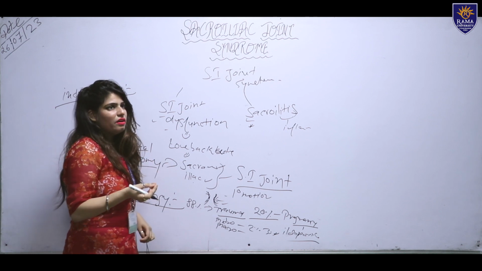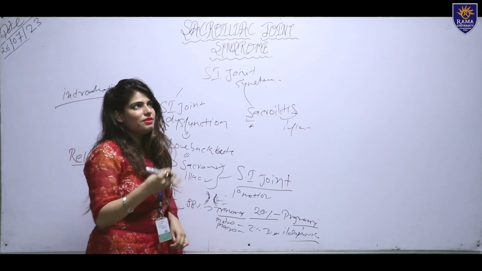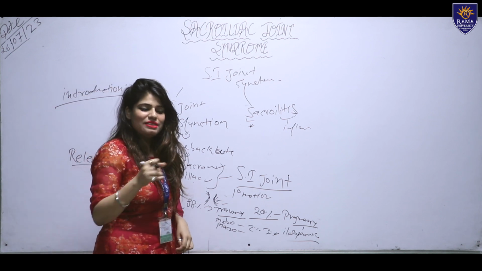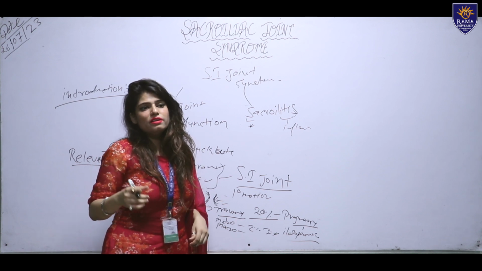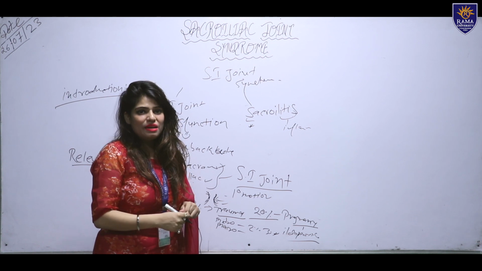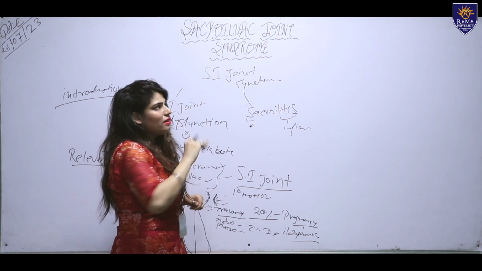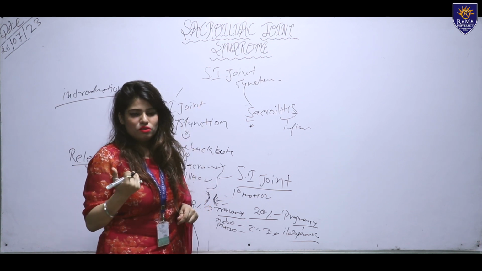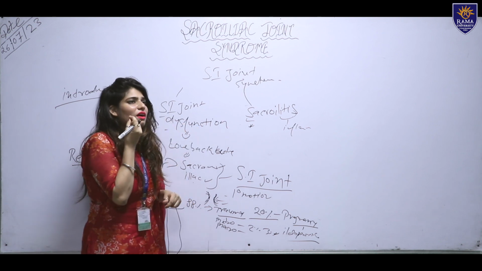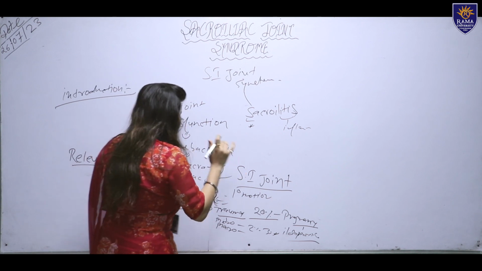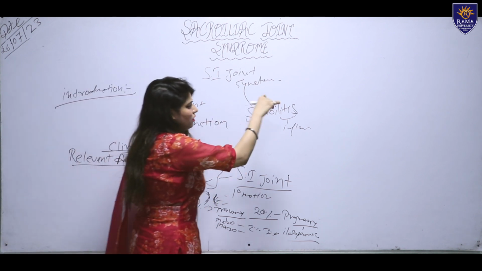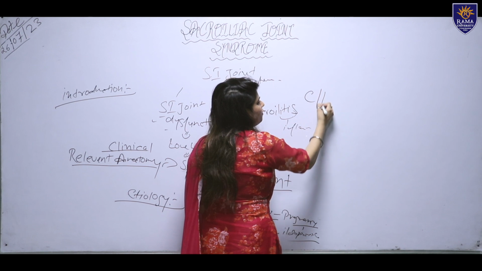And after that, we don't know the etiology. Sacroiliac joint dysfunction occurs in low back ache, it occurs in PIVD, and it also occurs in core muscle instability. So pain will occur at the site of the SI joint. So we can say that it is a syndrome or a dysfunction.